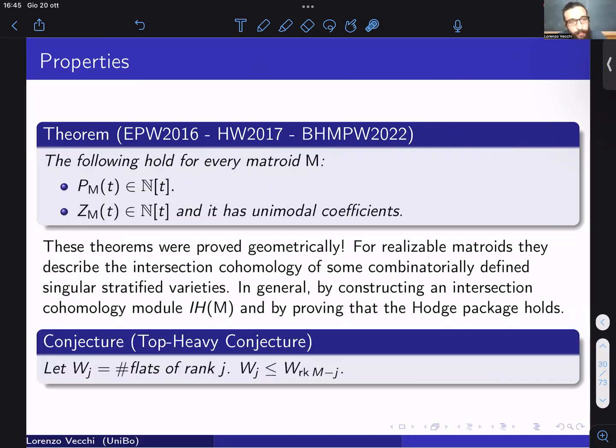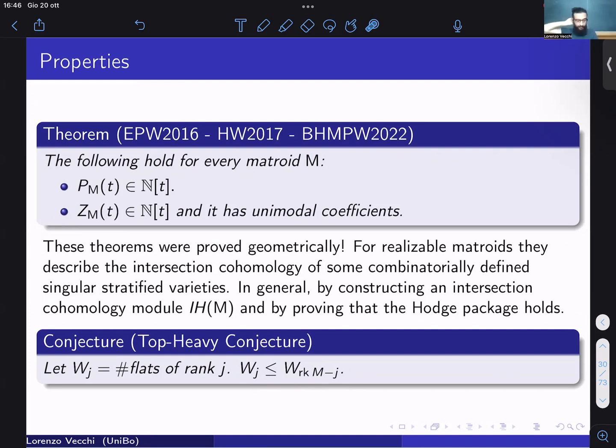It's still important that we were able to prove these results, even if it was with a geometric or algebra-geometry inspired proof, because that let this set of authors solve a conjecture that has been open for decades called the top-heavy conjecture. And the conjecture was again on the lattice of flats of the matroid. And it stated that the number of flats in rank j is always less than or equal to the number of flats in co-rank j. So the top half of our lattice of flats always has more stuff.